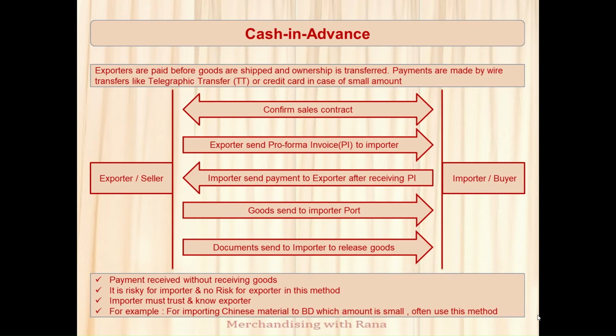Here, payment is made without receiving goods, so it is risky for the importer, but there is no risk for the exporter, and the exporter must be trusted by the importer in this case. It is normally used for suppliers who are actually working with an ultimate buyer like M&S, H&M, etc., and they have some nominated Chinese supplier as the raw material source. So Bangladeshi factories work with them with this cash in advance payment method.